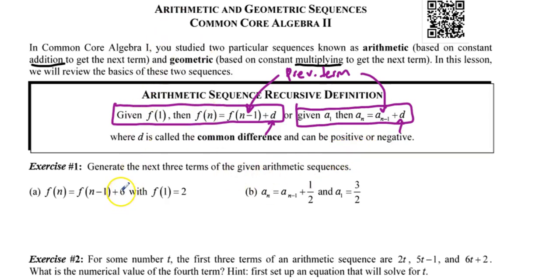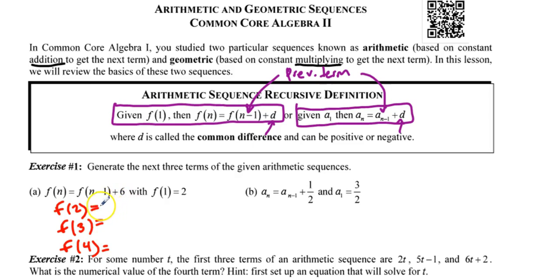It wants us to generate the next three terms. Why don't you try your hand at that? Try to identify the second term, third term, and fourth term, given this function definition, which says we're starting at 2, and it's telling us, if you want to find the next term, take the previous term and add 6. Play the recording when you're ready.